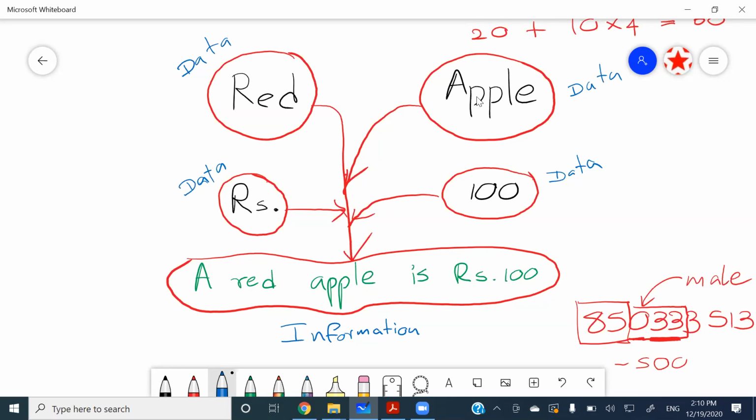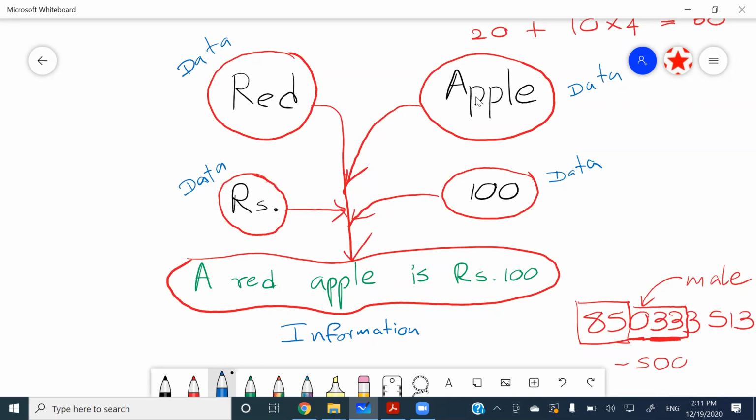But when we take these data together and arrange them in a meaningful manner, we get this information: a red apple is 100 rupees. Now we can have the idea that they are talking about a red apple, which is a fruit, and it is 100 rupees. So we call it information. When data is arranged in a meaningful manner, we take it as information.